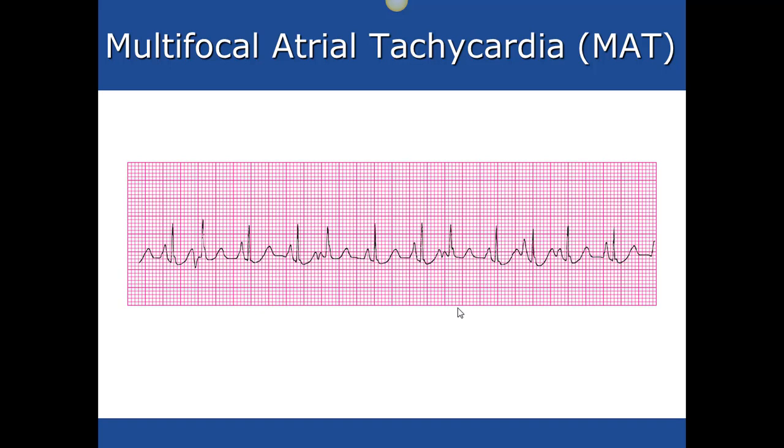As a result of it coming from different sites in the atria, your PR interval is going to be variable. The QRS complex, as we look here, is about 0.04 seconds. It's normal and upright, and it does not look bizarre. So this is part one of the atrial tachycardias that we're going to be learning.